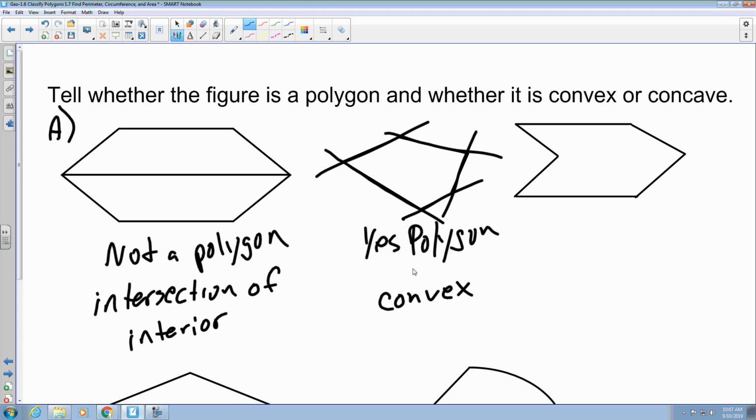The next one, yes, this is also a polygon. And if I were to take a straight edge here, my straight edge would cross the interior at that point. I only need to find the one, and that's concave.